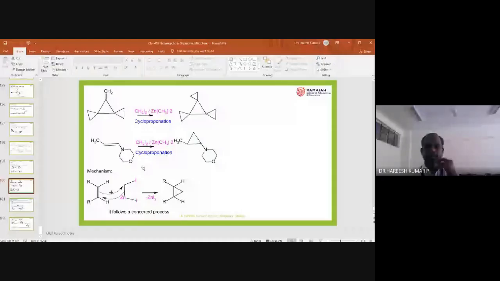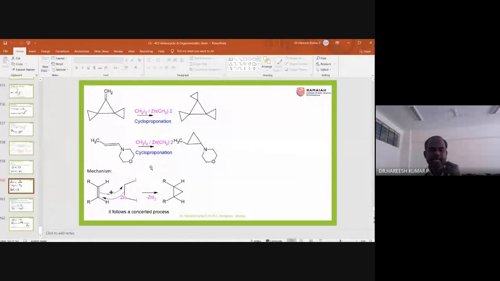This 2 electron pair can form a bond with this zinc. So that is how ZnI2 is going out. And this is the general mechanism for the Simmons-Smith reagent. So what I will do with this, I will go to the next slide.